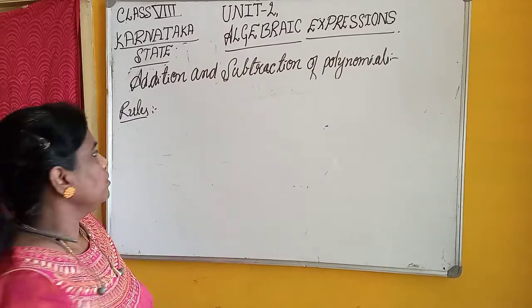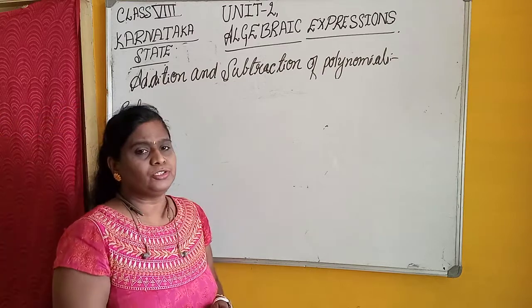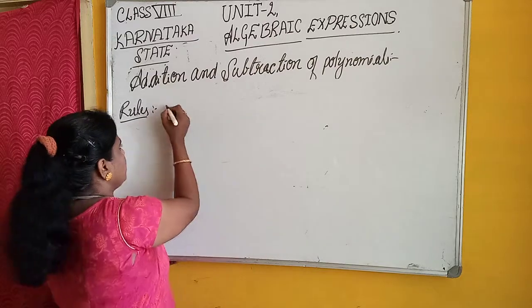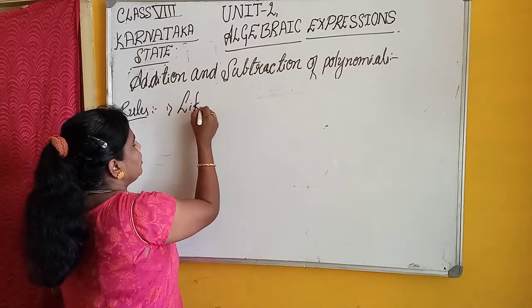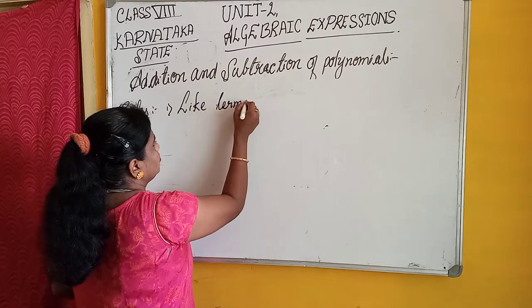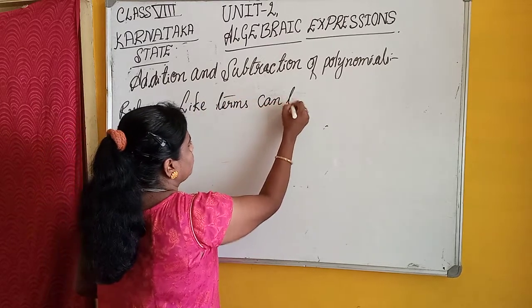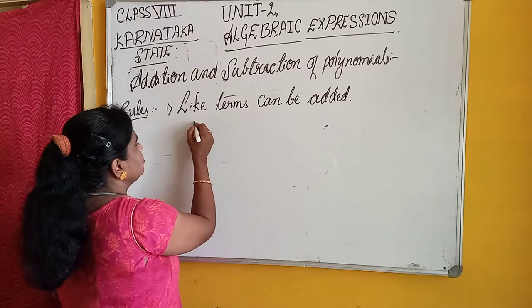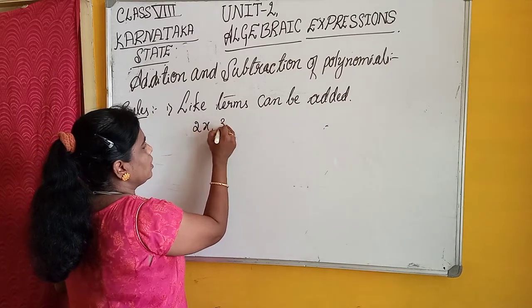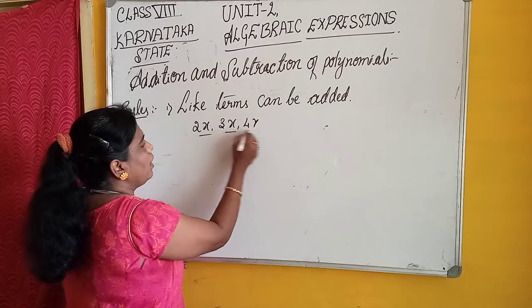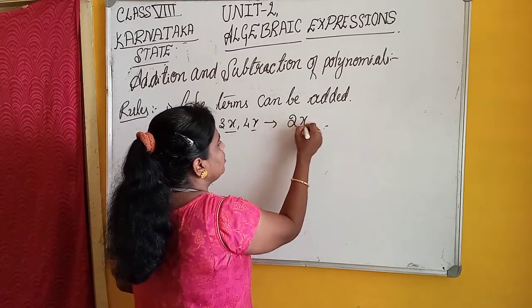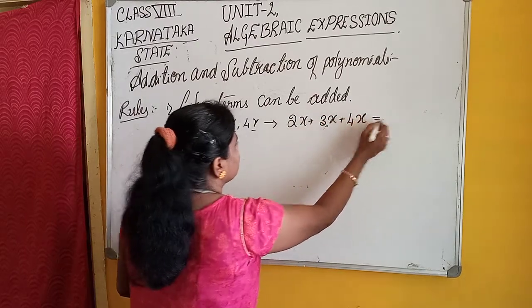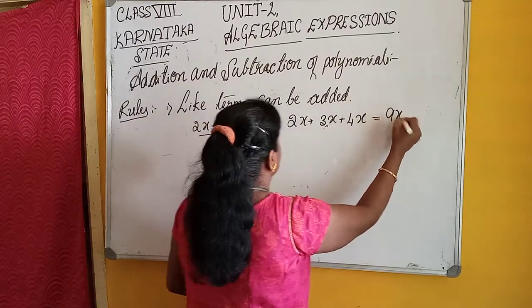If we want to add algebraic terms, there are some more rules. First one is that only like terms can be added. What are like terms? 2x, 3x, 4x. These are all like terms. These types of terms can be added. That is equal to 9x, like this.